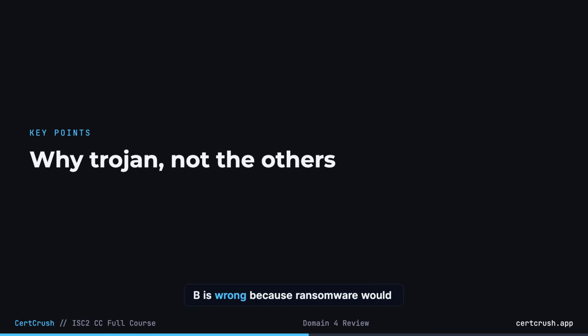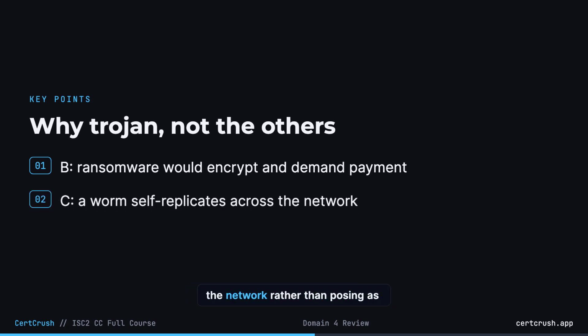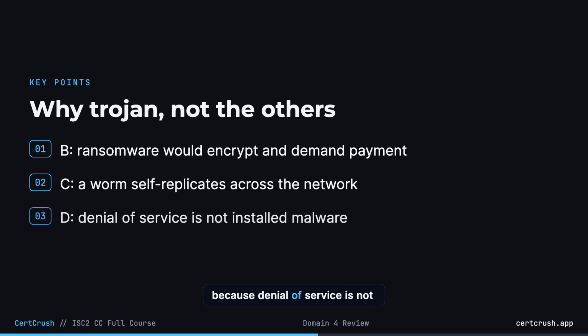B is wrong because ransomware would encrypt your files and demand payment, not sit quietly. C is wrong because a worm self-replicates across the network rather than posing as a handy tool. D is wrong because denial of service is not malware you install. It floods a service with traffic. And the pair that catches people: a Trojan wears a disguise. Ransomware takes a hostage.